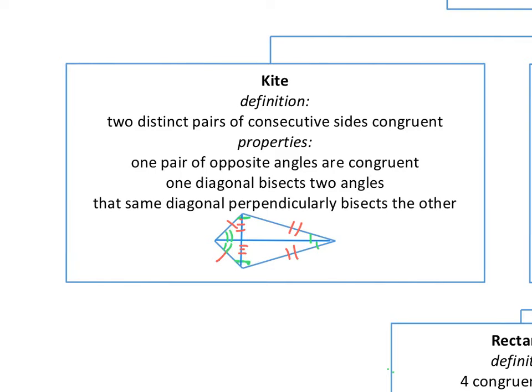Also, because these two angles are congruent here by CPCTC, they must both be 90 degrees. So I can go ahead and mark them as 90-degree angles. So what we've just seen is that that same long diagonal that goes horizontally is the perpendicular bisector of the other diagonal.